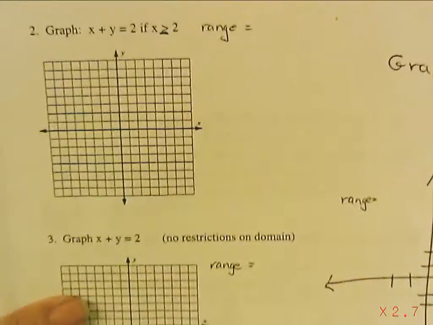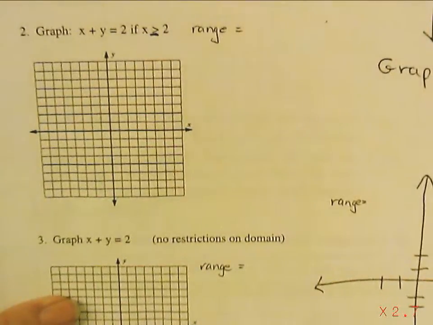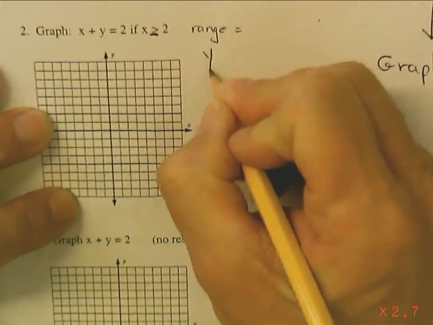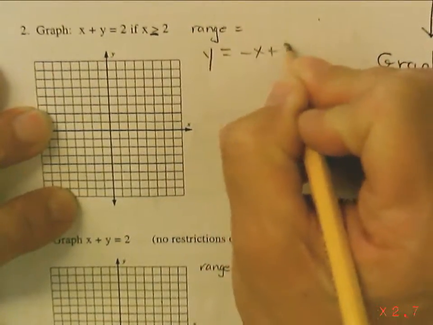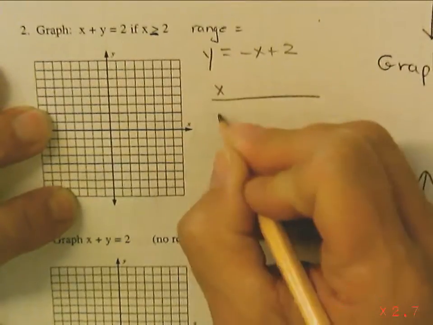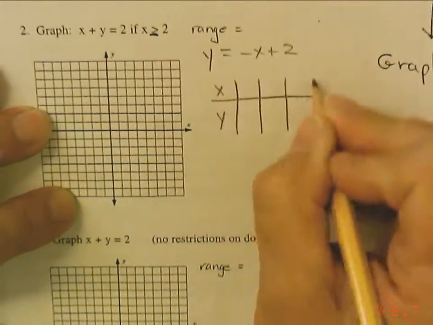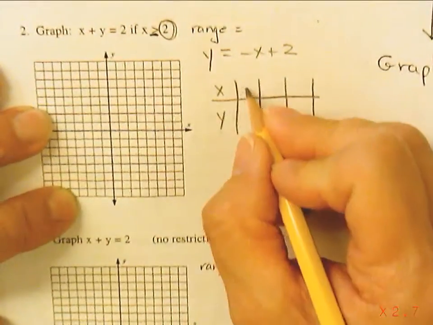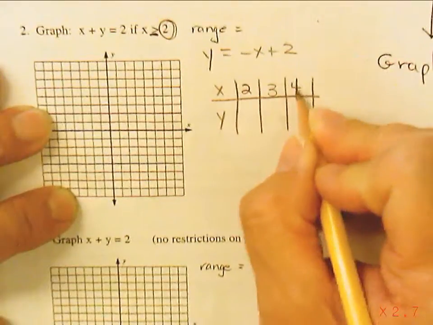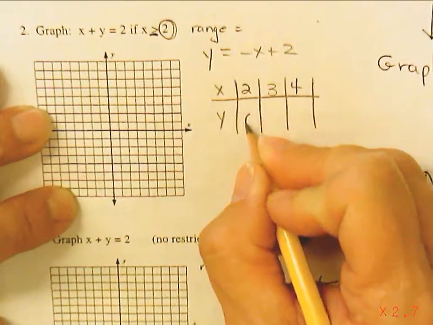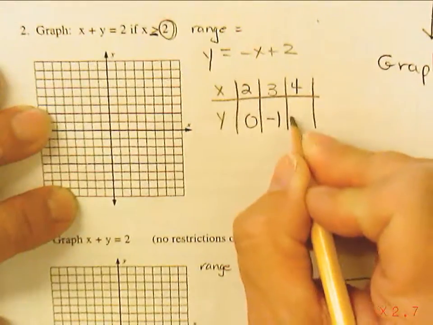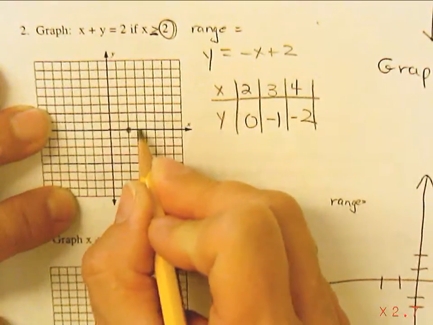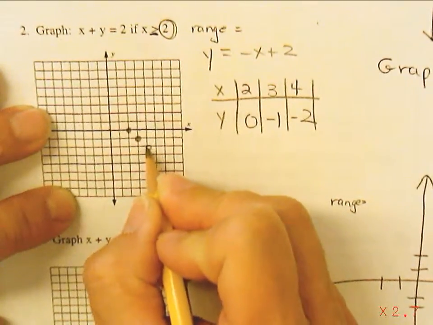Now, we're going to graph the next one. So, first thing I do is say y equals negative x plus 2. And this time, I choose a domain, but it is restricted. I must start with the number 2. That has to be an endpoint. So I pick 2, 3, and 4, and I get 0, negative 1, negative 2. I graph (2, 0), (3, -1), (4, -2).